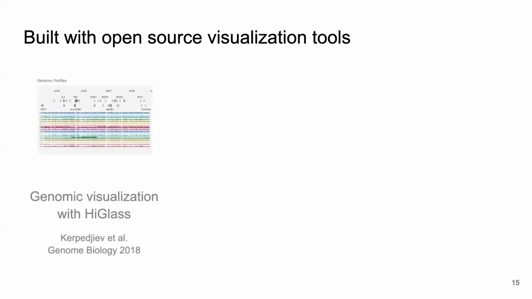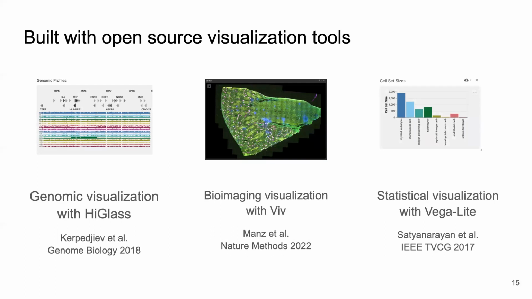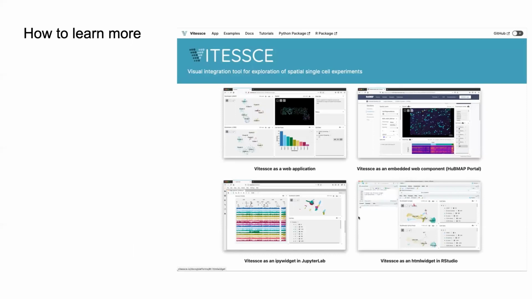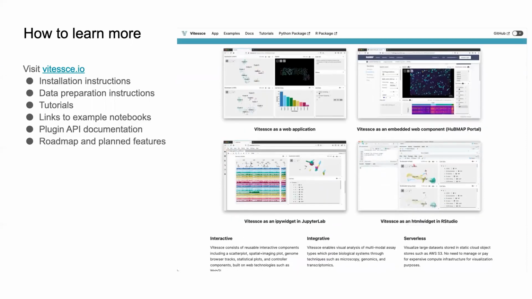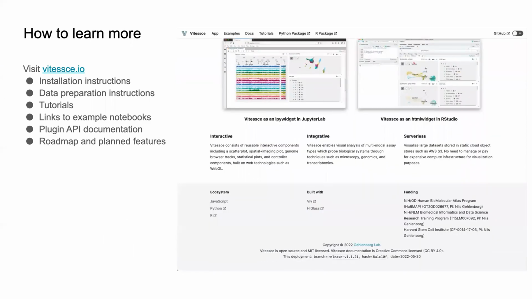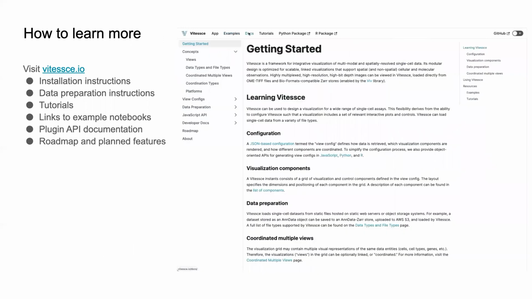The tool contains custom visualization components, but also leverages existing open source visualization libraries, including HiGlass for genome browser tracks, Viv for loading and rendering 2D and 3D imaging data, and Vega-Lite for statistical plots such as bar charts and violin plots. To learn more about Vitessce, you can visit vitessce.io, where you will find installation instructions, tutorials, example notebooks, documentation, and details about our future plans.